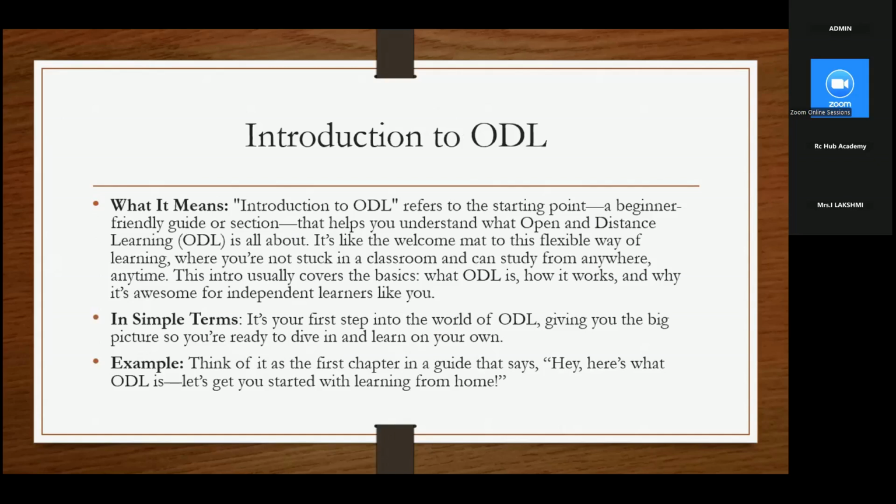Initially, we start here. So what is ODL? ODL refers to open and distance learning. Mainly nowadays, most of the people, not only from the companies, not only from the schools or colleges, used to go for online learning. They are mainly focusing on distance learning, and especially they are focusing on self-learning also.